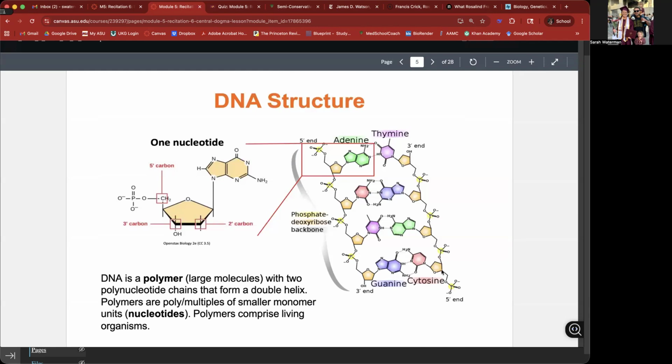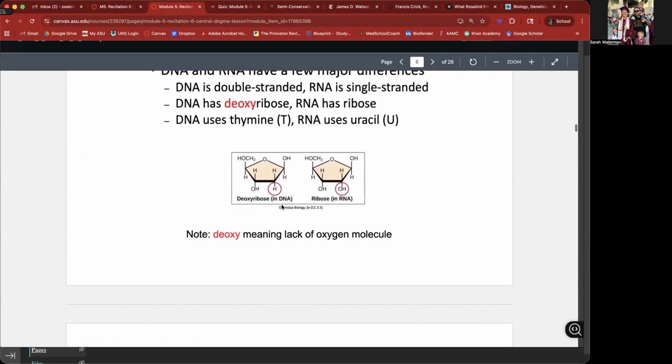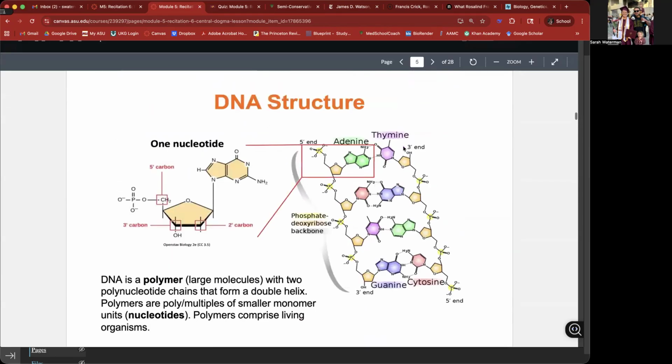One, two, three, four, five. Right? So this fifth carbon is out here on this arm. And so that's why this is a 5' end. Now, again, remember that there is no difference in structure with DNA and RNA. So there will still be a 5' and 3' carbon on both DNA and RNA.